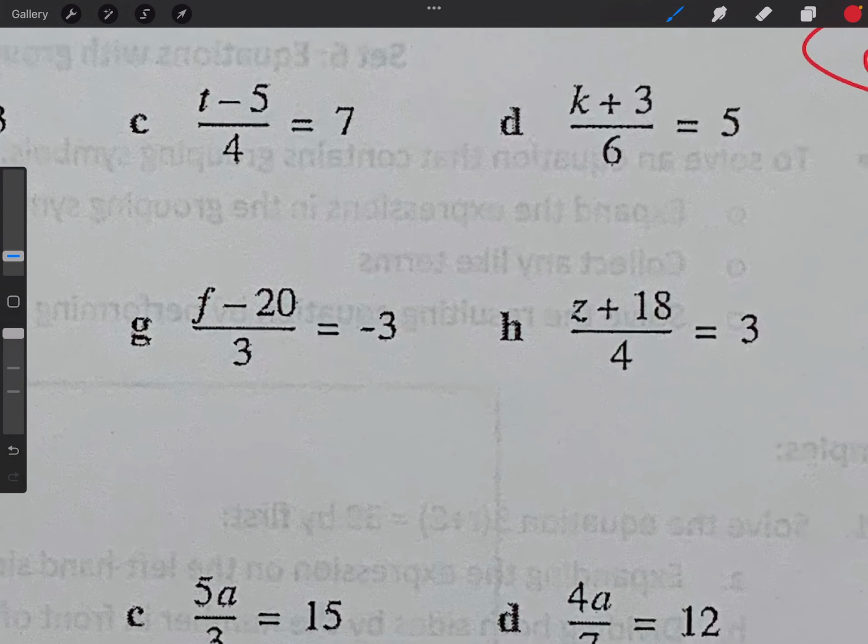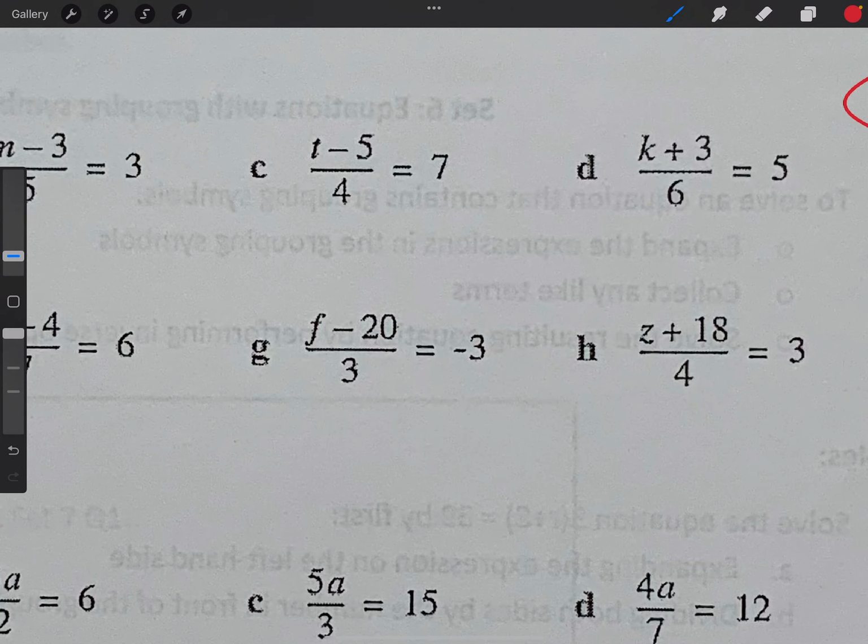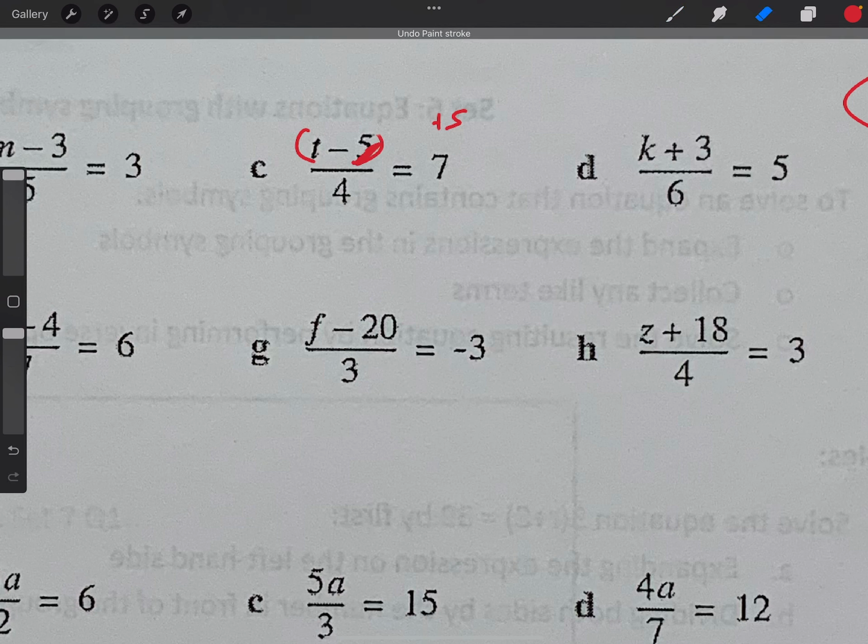Alright, let's have a look at question C. Again, I am not going to add 5. You can't add 5 to both sides, because this 5 is part of the numerator. It's like one piece there.